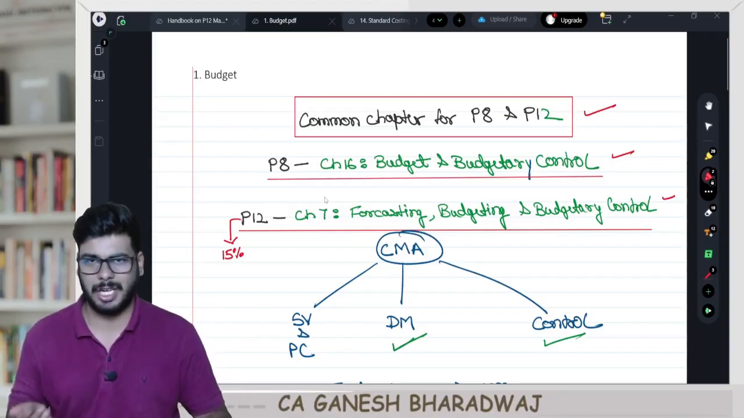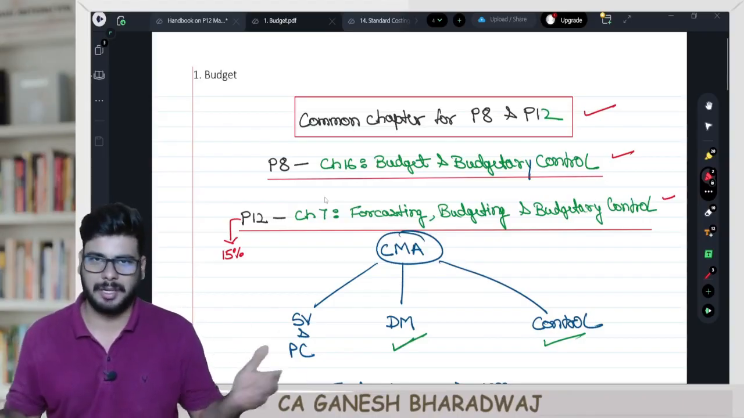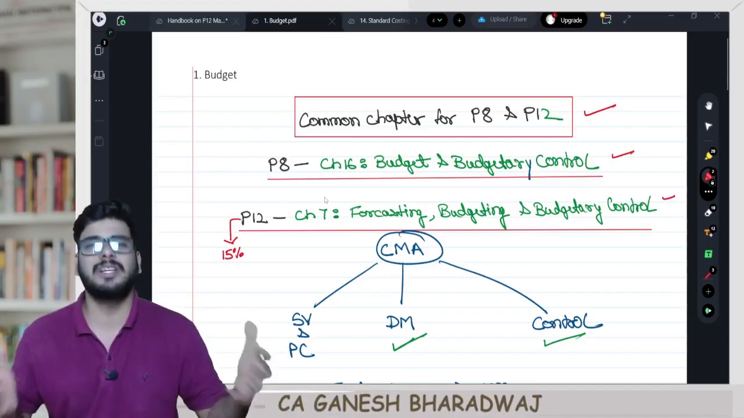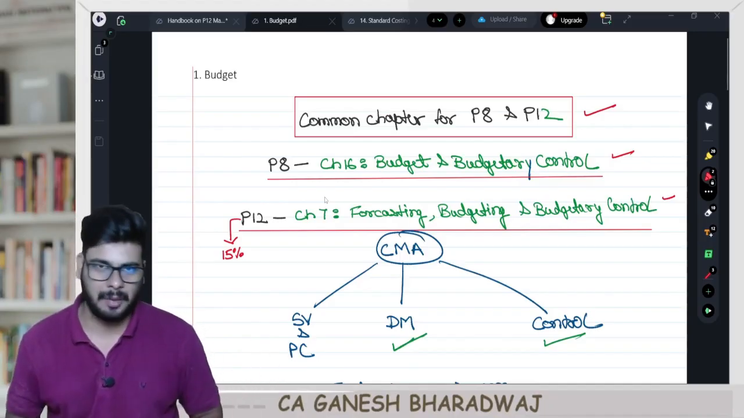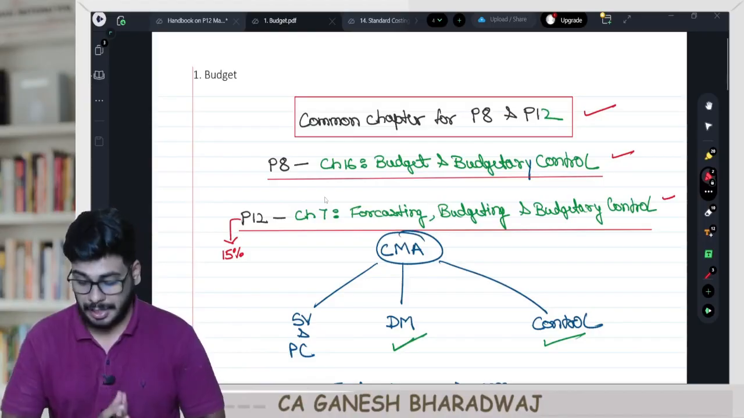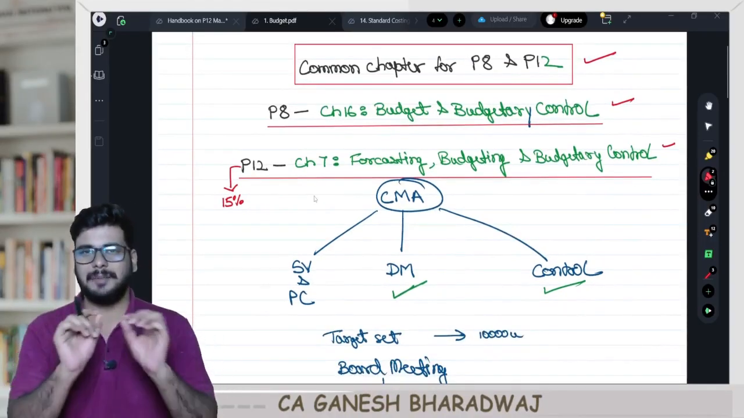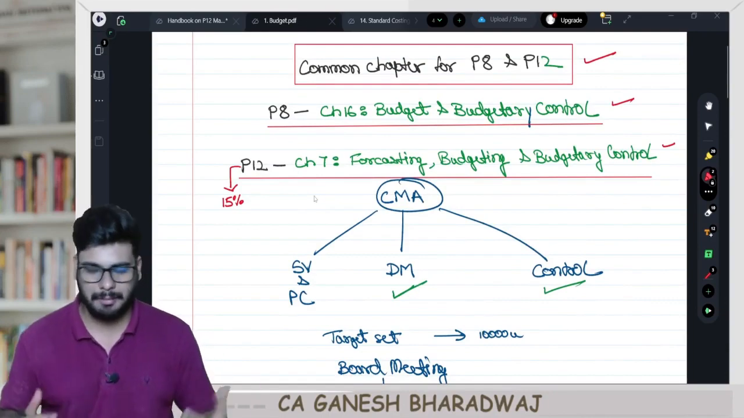In our regular batch anyways, we have done it separately, right? I have recorded lectures separately for P8 and P12, but yes, conceptually when we are revising, we can even combine and do it, and that's what we are doing here in the marathon. Now guys, I'm going to call this chapter budget. I'm just going to give a common name, budget.